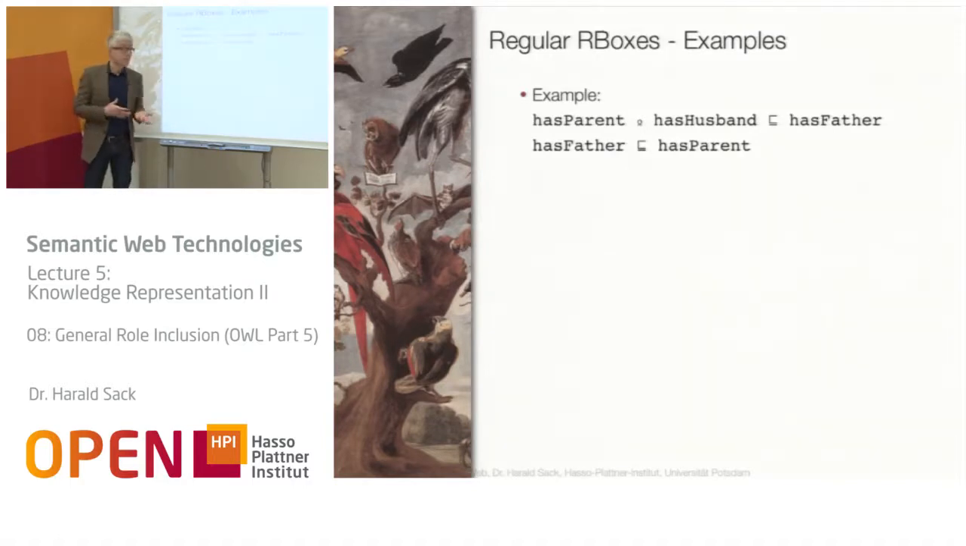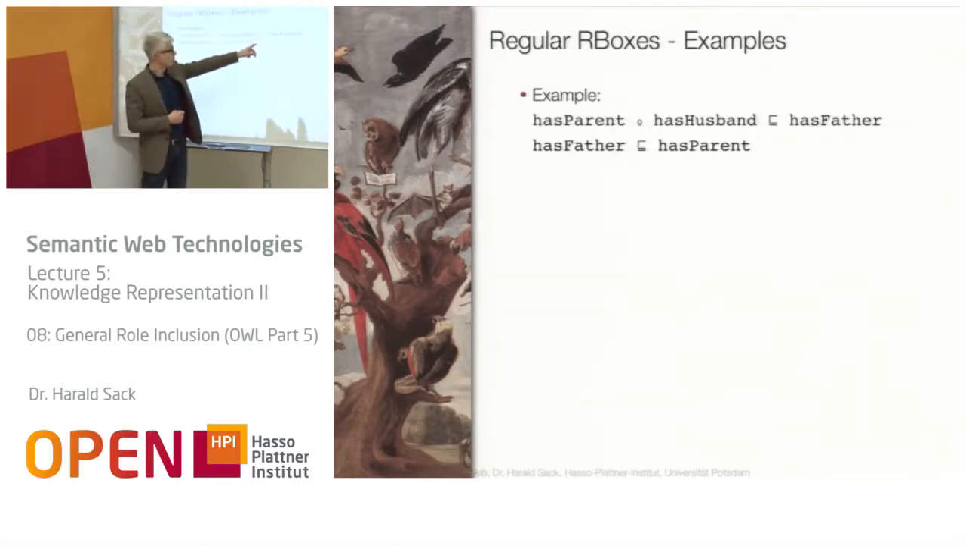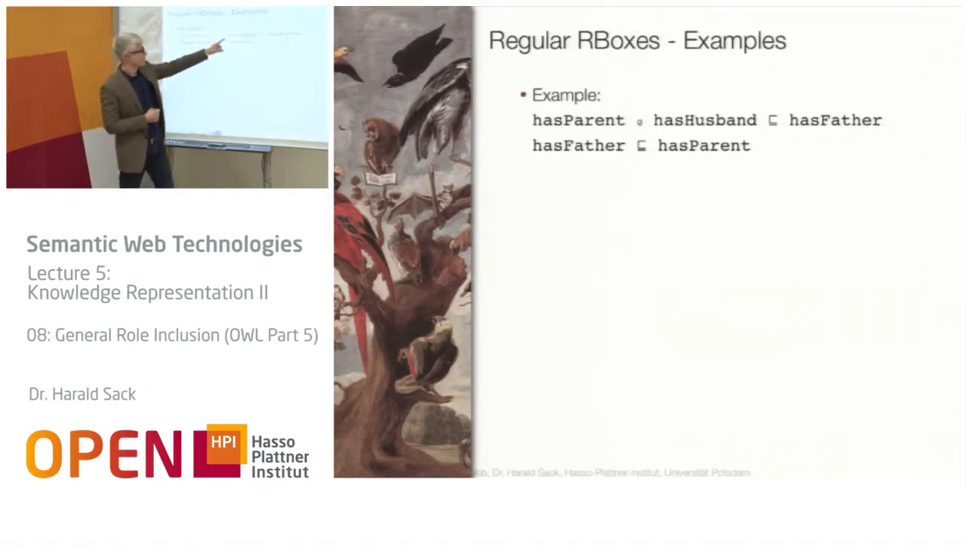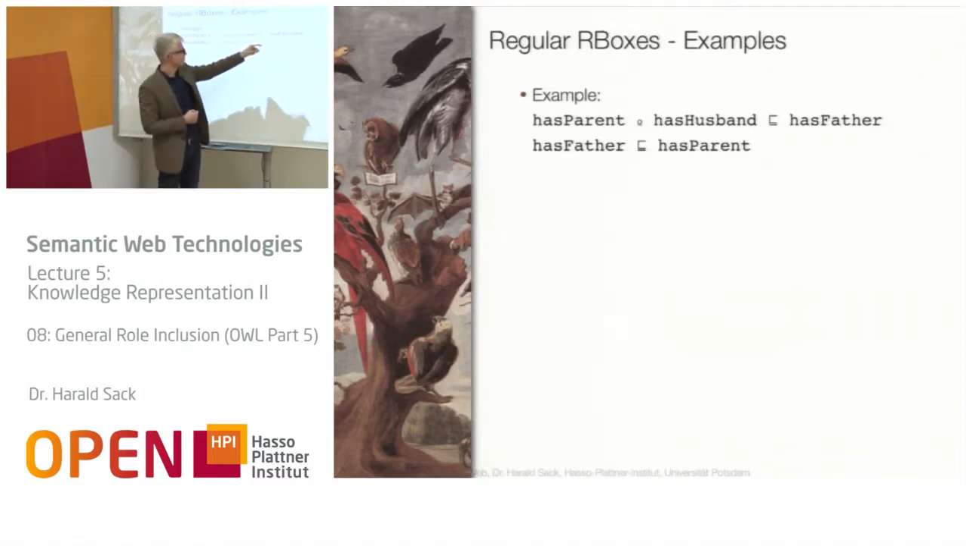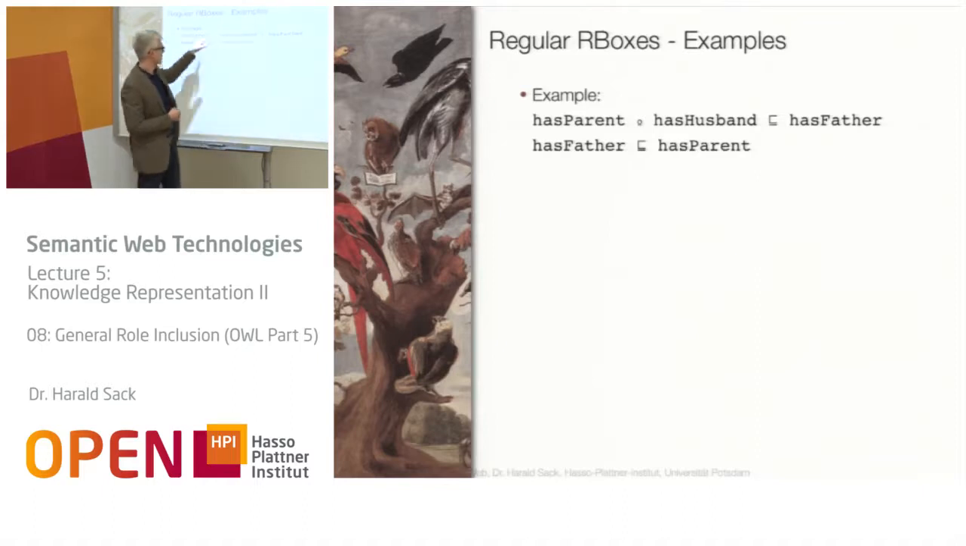I can give you a simple example of two rules or two inclusions that are not regular. Of course, they are not regular, but it looks simple. So for example here, we have has parent connected with has husband, and this is a subset of has father. So we say the husband of a parent is a father. So this is quite simple, you can do this. The first rule, pretty simple. So here you have nowhere one of the constituents of this role inclusion on the other side. So has father is here and not on the other side.